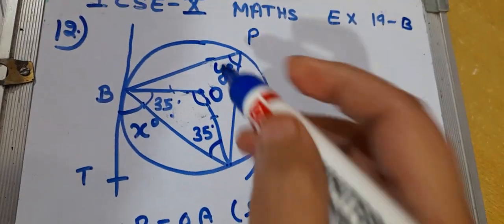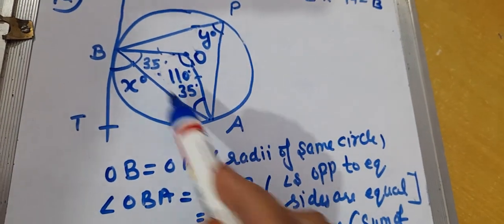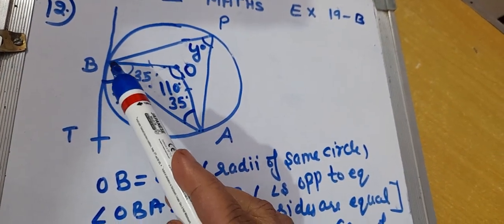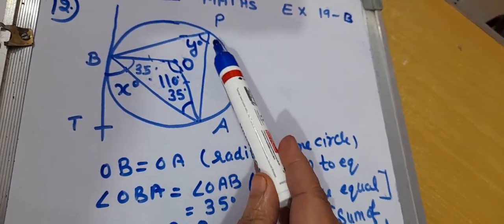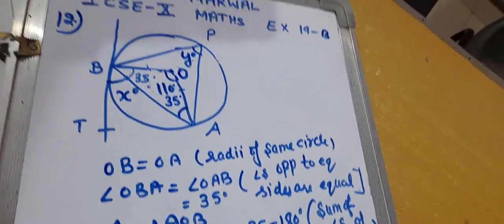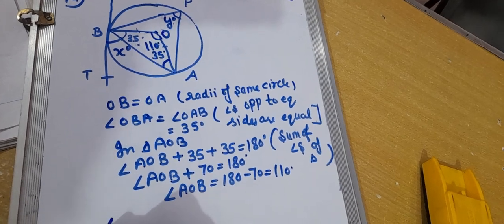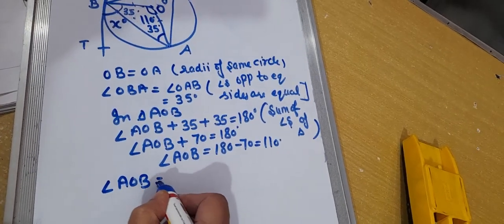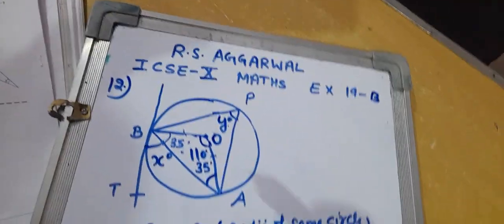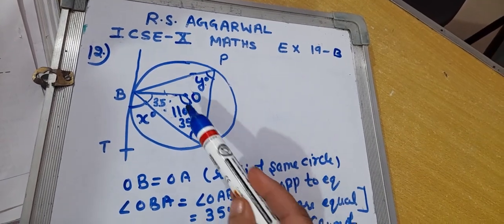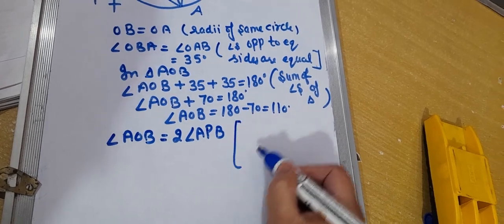Now students, mark this angle on the figure. This is 110 degrees. Now AB subtends AOB at center and APB at circumference, and we know that angle at center is twice the angle at circumference. This is our circle property. So making use of this property, we will write angle AOB equals 2 angle APB. This angle will be twice the angle at circumference.